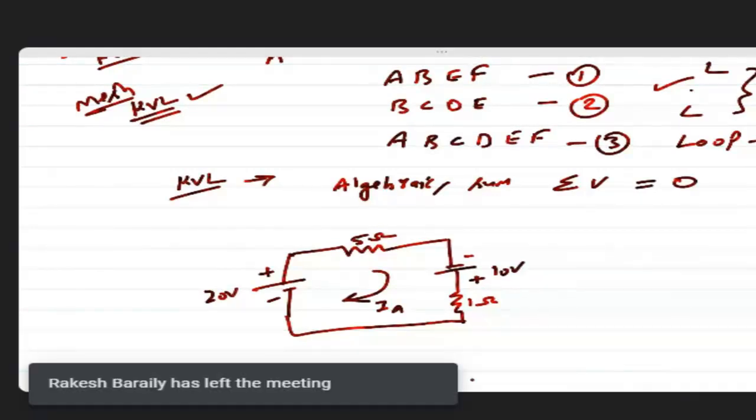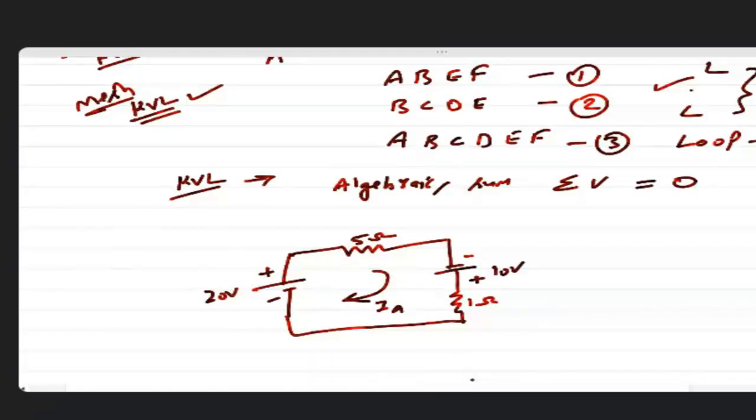Now write the KVL equation for this mesh only. You can start from any element in the direction of current. Current is moving in the clockwise direction. What first sign are you observing here? What is the sign of this battery? According to this current, that is minus. So you have to write minus 20. Then you have found out these signs.